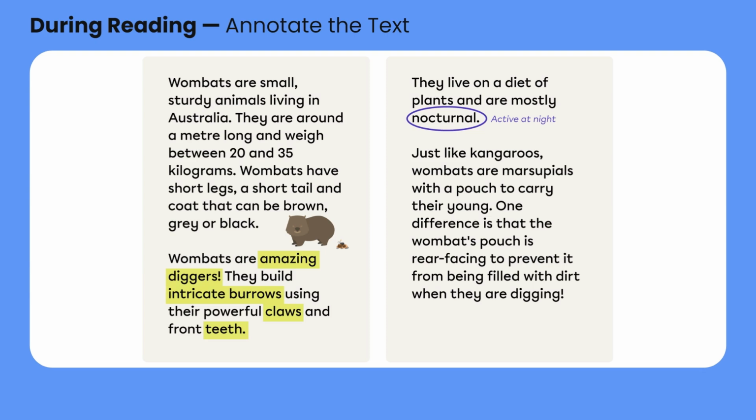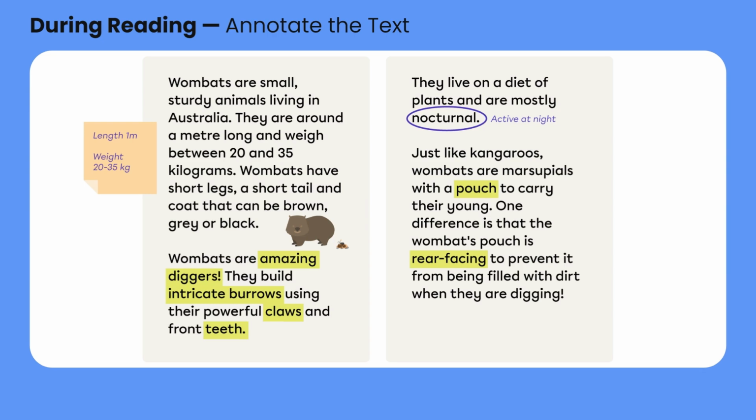Then you can highlight parts of the text. Here, we highlighted a section about the wombat's great digging ability when using its claws and teeth. You can highlight other features of the text as well. Here, on the second case, we highlighted a section that says that similar to kangaroos, wombats have pouches to carry their babies, but for them, they face backwards so that it doesn't fill with dirt when they're digging. Now, one important note, don't highlight the whole text. We just want the parts that are needed. Otherwise, again, it'll clutter up everything and the notes will be useless.